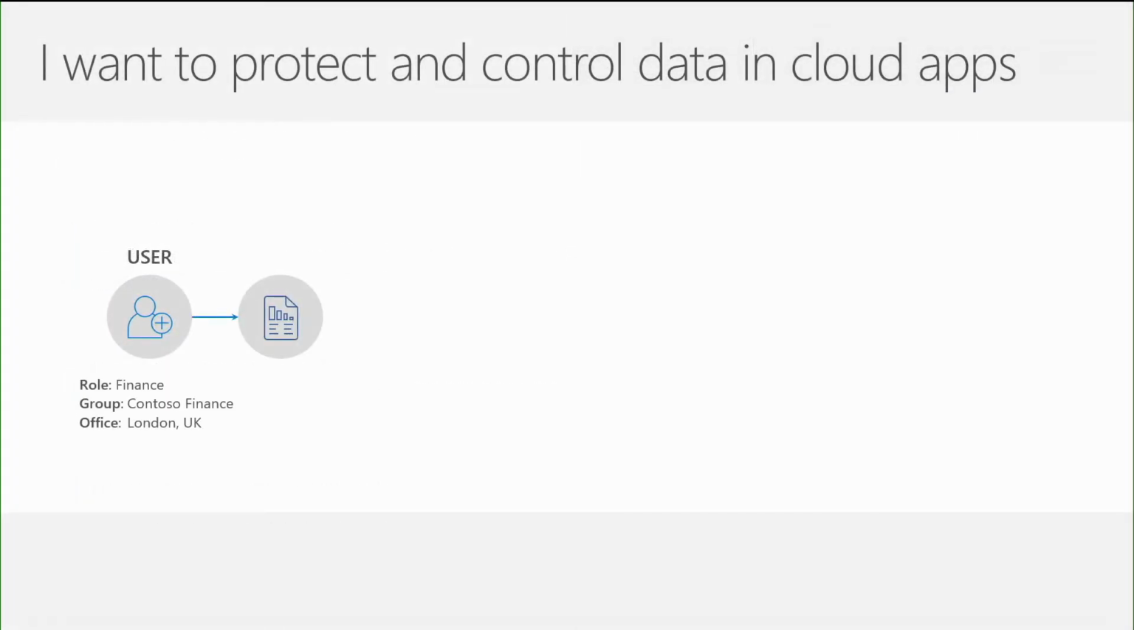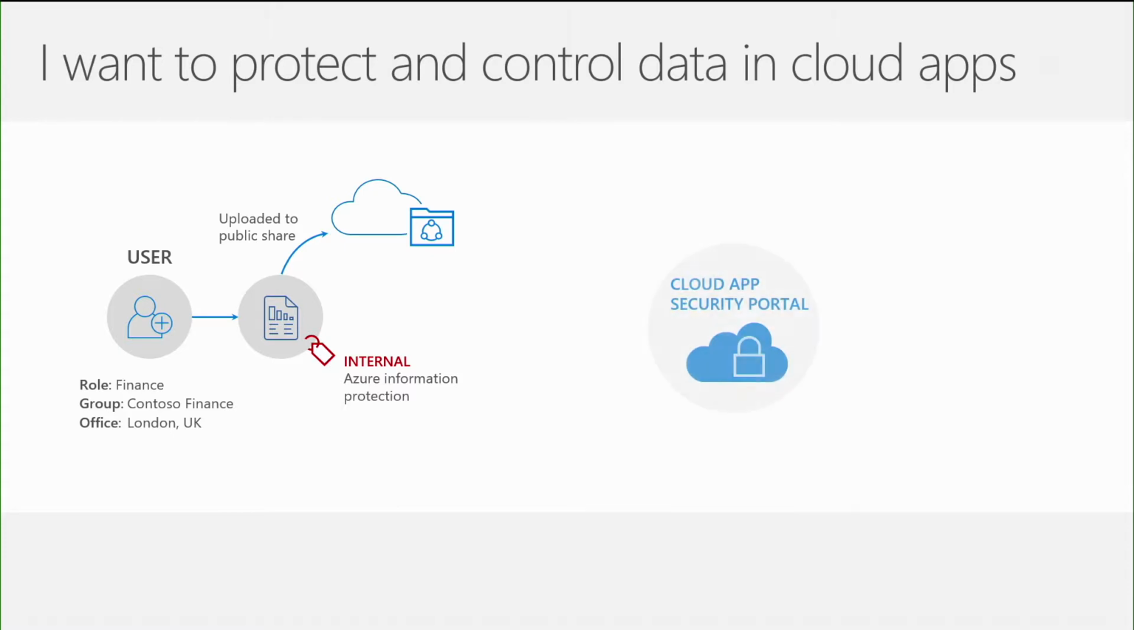In the first scenario, we have a user in the Contoso finance team, based in London. He has a file that has been classified as internal by Azure Information Protection. Internal, in this case, is an RMS template on it, but it doesn't have any encryption attached to it. The user uploads this file to a public share and accidentally makes the link public. Unfortunately, it happens more often than not. A lot of times when users are sharing links or documents with coworkers, they make the link public to everyone. And that's a problem.